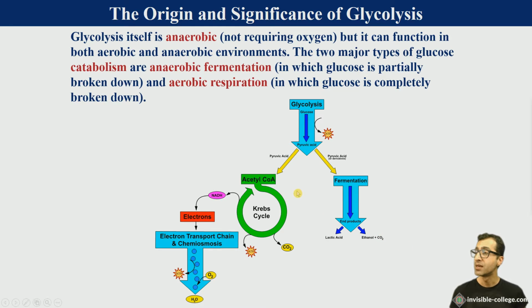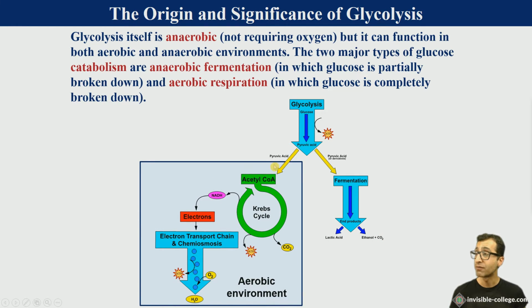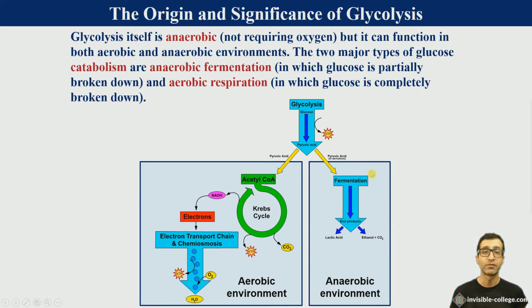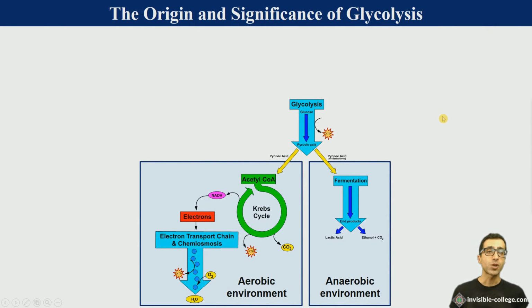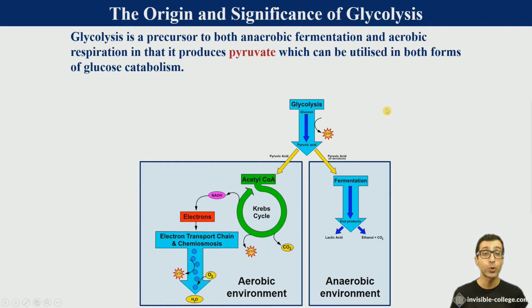So here we see the processes that occur in an aerobic environment, and these are the processes which occur in an anaerobic environment. Now, glycolysis ultimately can occur in either environment. It does not require oxygen, and it is not stopped by the presence of oxygen. So glycolysis, as we can see here, is a precursor process which provides the raw materials which then enter both the aerobic sequence of reactions here and the anaerobic sequence of reactions here.